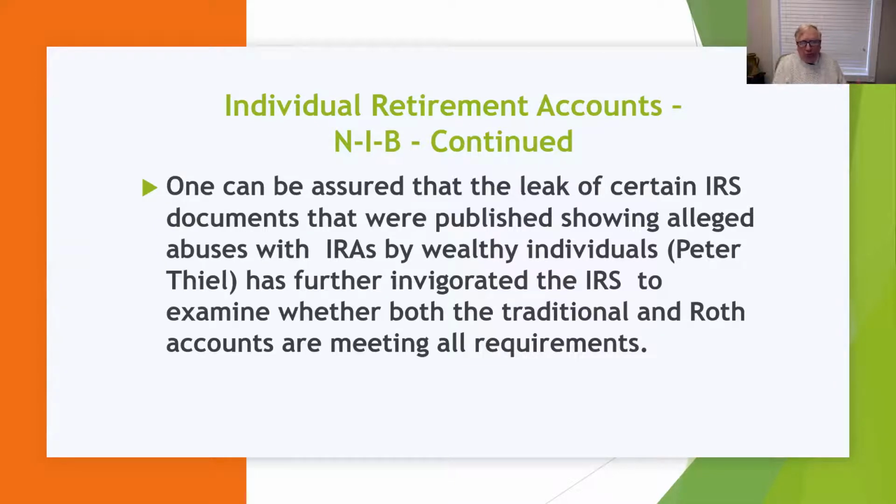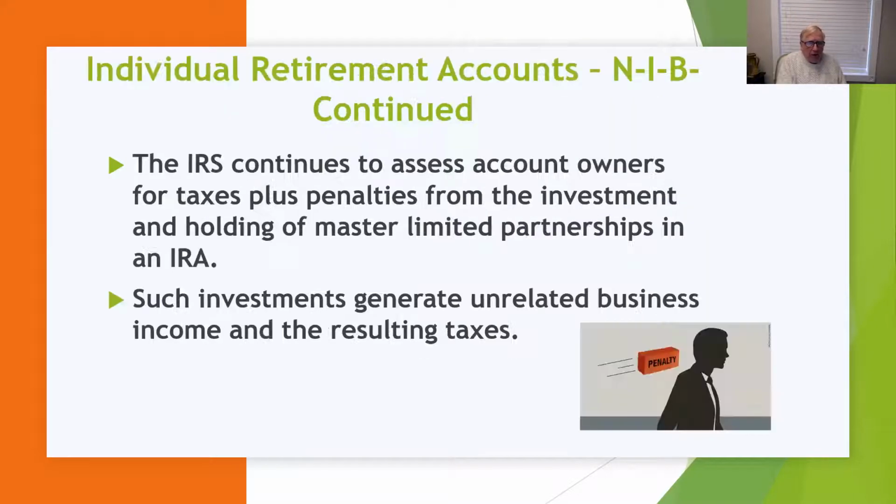One also can be assured that the leak of certain IRS documents that were published showing alleged abuses of IRAs by wealthy individuals have further invigorated the IRS to examine whether both the traditional and Roth accounts are meeting all requirements. For example, in the Build Back Better proposed tax changes in the budget bill, whatever it's called, there are a number of changes that are made with individual traditional IRAs, individual pension accounts, and Roth IRAs addressed to wealthy individuals, requiring forced distributions, and so forth, if that is ever passed. Okay, so the IRS is continuing to assess account owners for taxes plus penalties from the investment and the holding of master limited partnerships in an IRA.